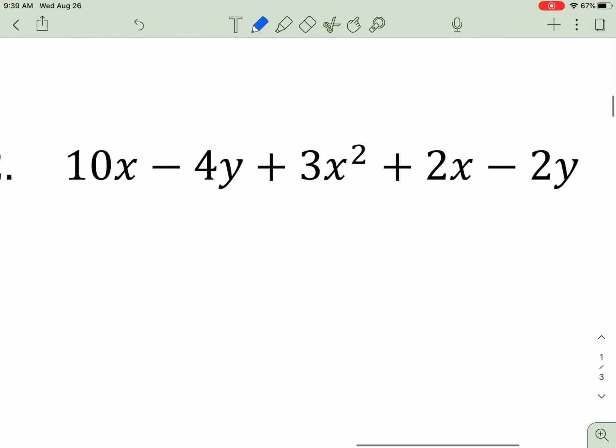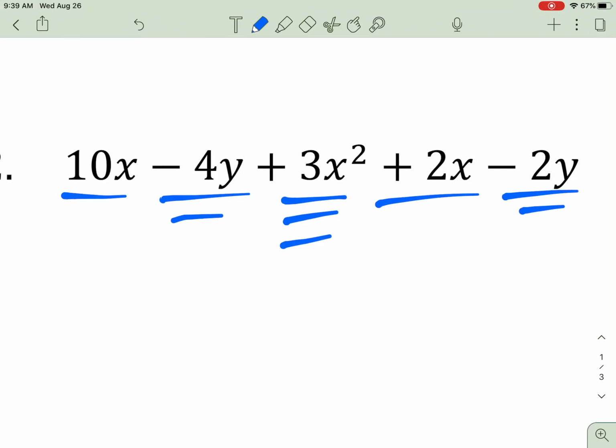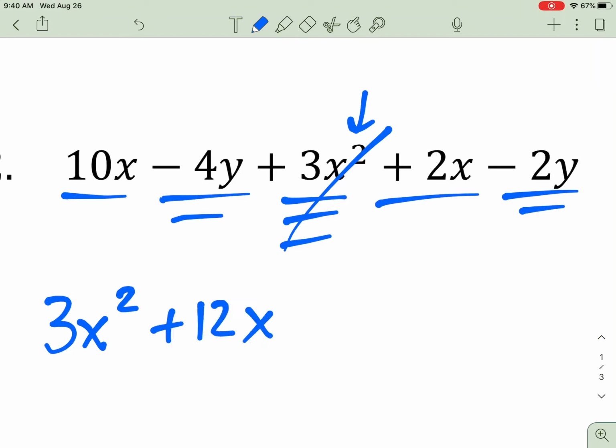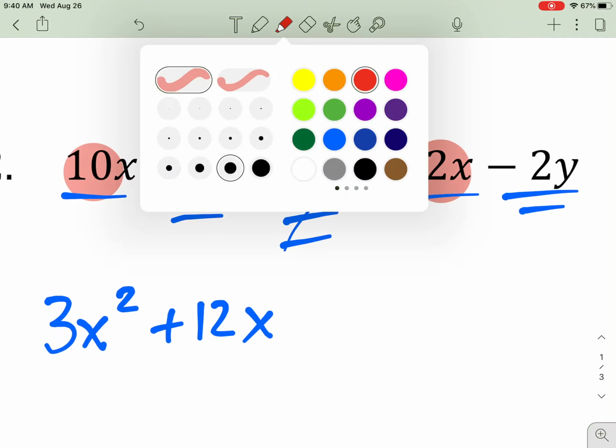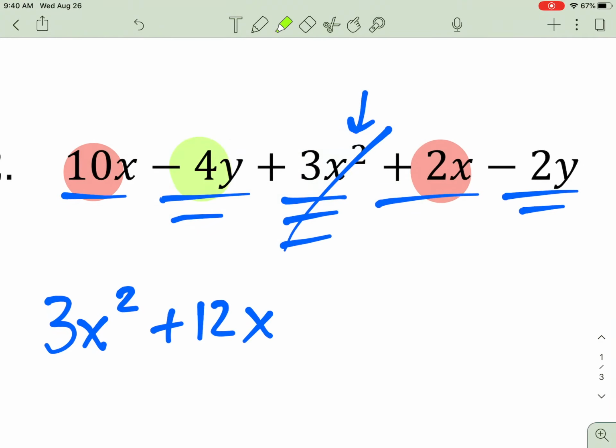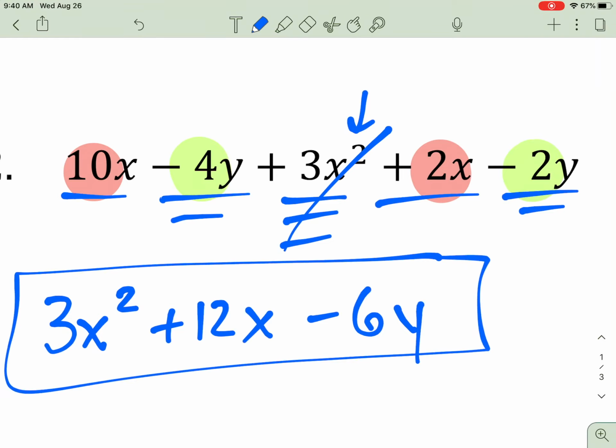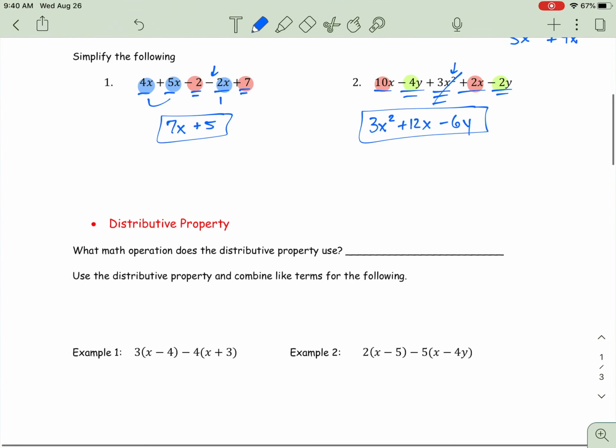Okay, next one. 10x, positive 2x, negative 4y, negative 2y. And then this one is x squared, and there are no other x squared, so it's by itself. Now what you should always do is put them in order with the highest exponent first. 3x squared has the highest exponent, so it's going to go first. I can cross that one off. 10x and 2x gives me 12x. And then negative 4y, negative 2y. 2 negatives remain negative. It gives me a negative 6y. Done.